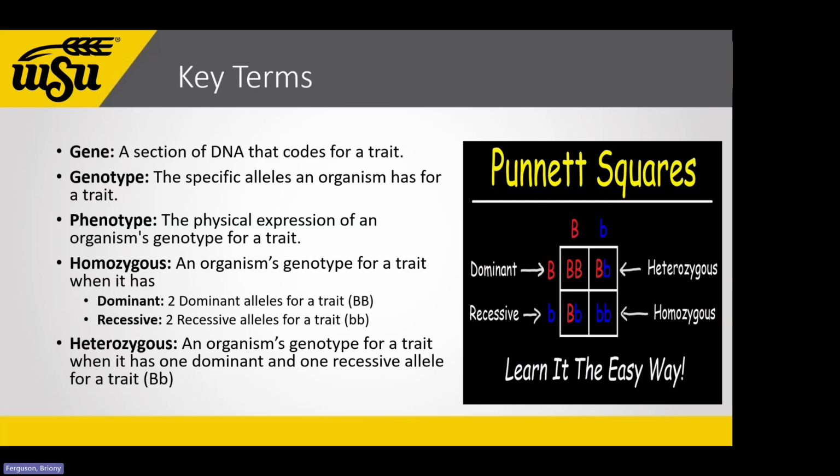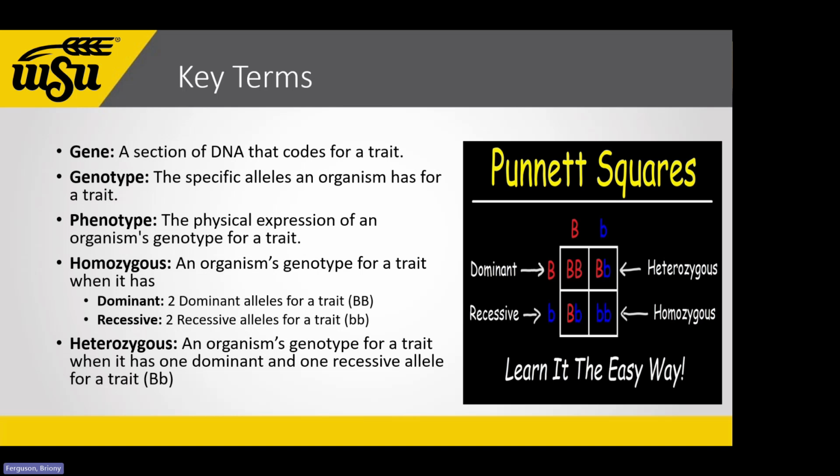A gene is just a section of DNA that codes for a trait. A genotype is the specific alleles that an organism has for a trait. So it's going to be the specific combination of letters that is going to represent that trait. A phenotype, on the other hand, is the physical expression of an organism's genotype. So it's what we can actually visually see.